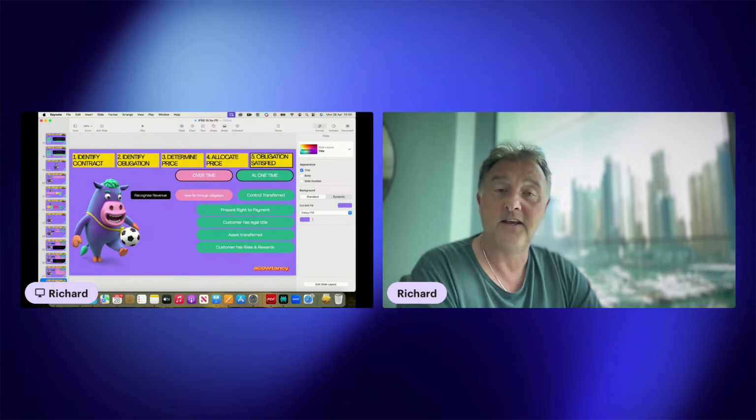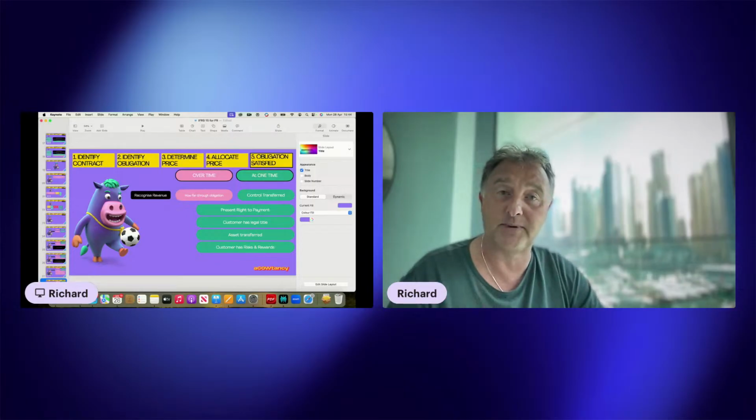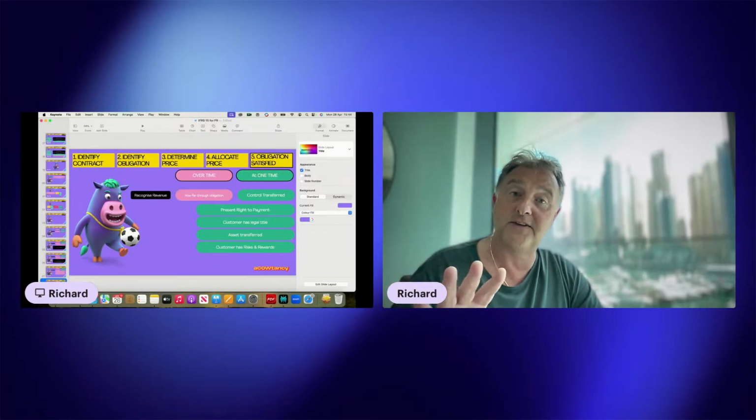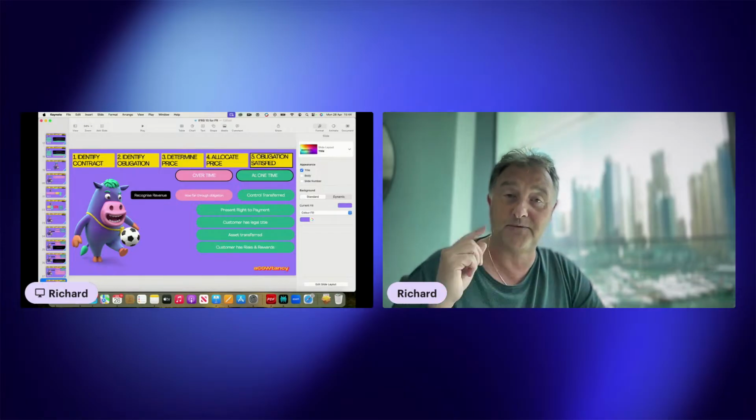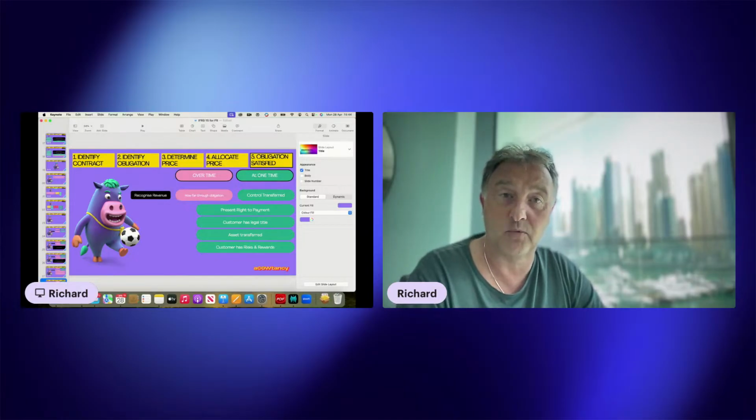Then finally, once you know the price and everything, now you need to recognize the revenue. And you just need to be careful. If it's something over time, you recognize the revenue over time. If it's something at one time, you recognize the revenue at one time when the control has been transferred. Well, when has control been transferred? When we've got a right to be paid, when the customer has the legal title, when the assets are transferred, and when the customer has the risks and rewards.